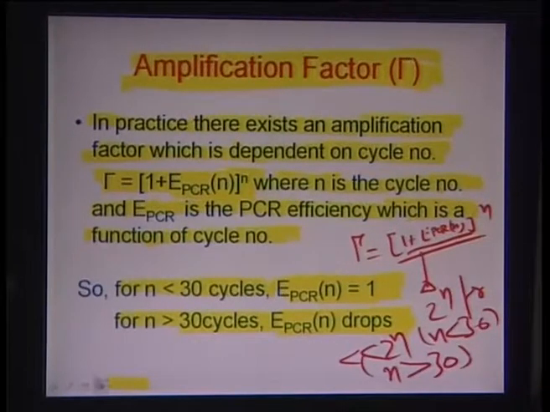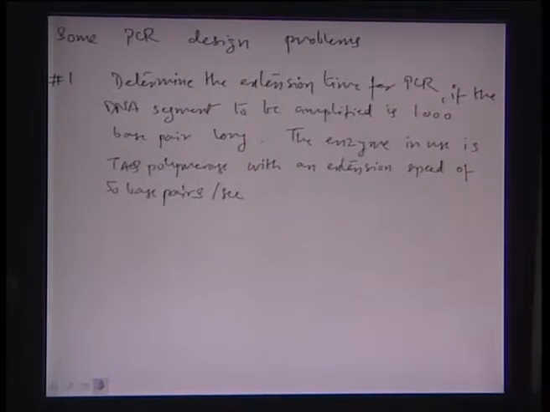Let us just physically look at some examples. Let us say we want to determine the extension time for a PCR process, and what is essentially given is that the DNA segment to be amplified is about 1000 base pairs long, and the enzyme in use is a Taq polymerase, which has an extension speed of about 50 base pairs per second. So the time that it would take for the extension is around 20 seconds.